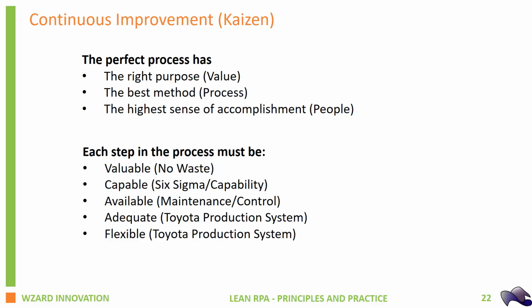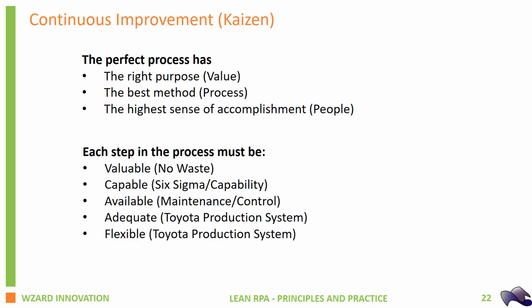And I'm going to finish this chapter with a key component of lean thinking. When we strive for that perfect process, we look for a process that has the right purpose, i.e. it's value adding at every step. It has the best method that we can achieve right now, which is the process. But the important part there is right now, that there may be further improvements we can make later on. And it also has the highest sense of accomplishment with regard to the people. And this is some of the feedback we see with automation, where automation does take away some of the mundane tasks and give them a higher sense of accomplishment. And then within that process, we see that each step is valuable. There's no waste.